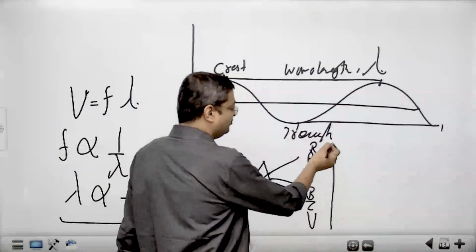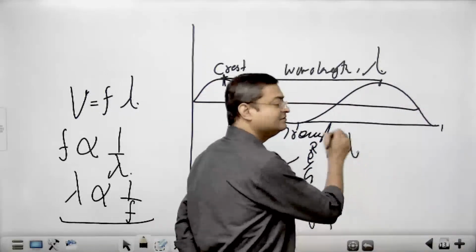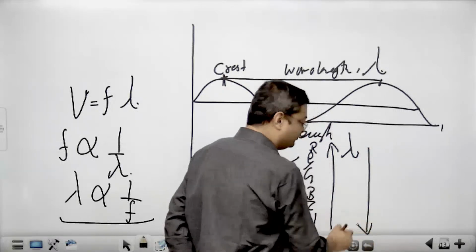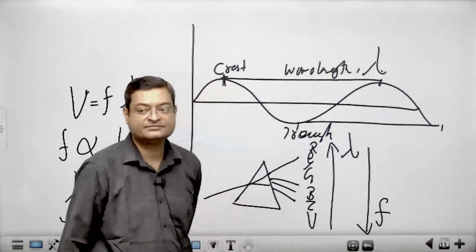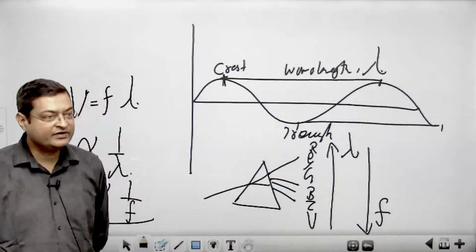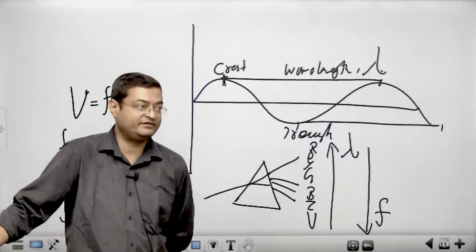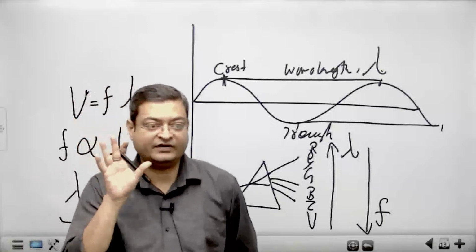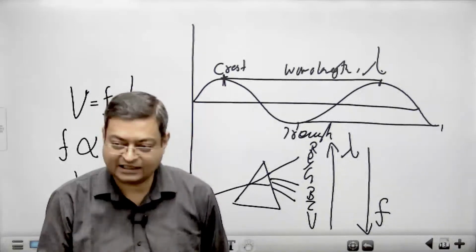Remember, if you move from violet to red, the wavelength is going to increase, and if you move from red to violet, the frequency is going to increase. So violet has the maximum frequency, and red has the maximum wavelength and least frequency. That's why red color is used as a sign of danger. It can be seen from a distance. This question has also been asked.